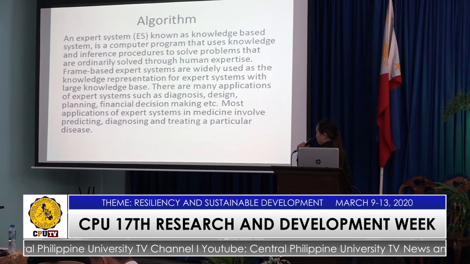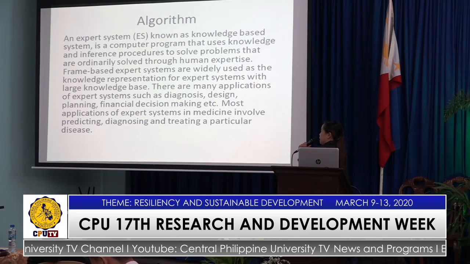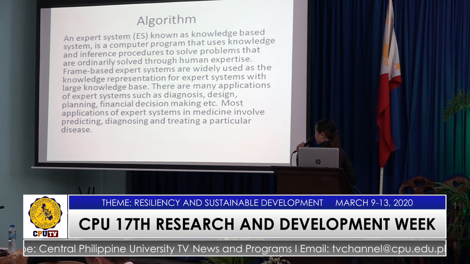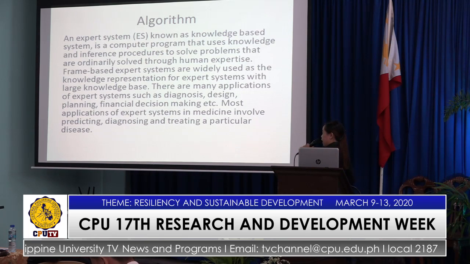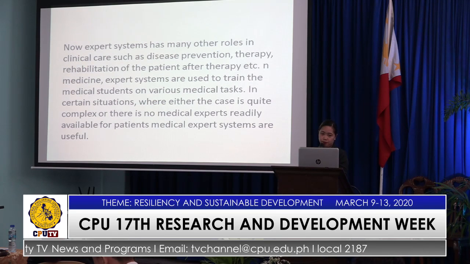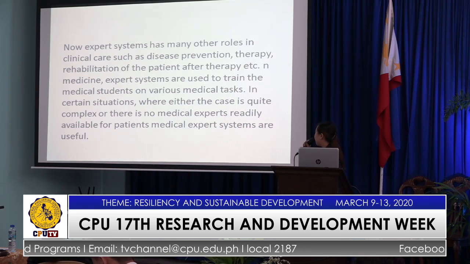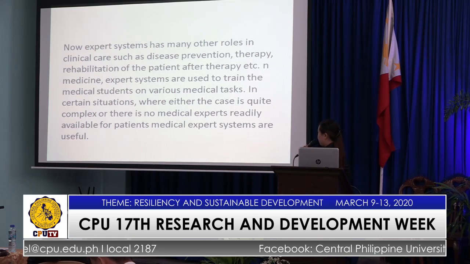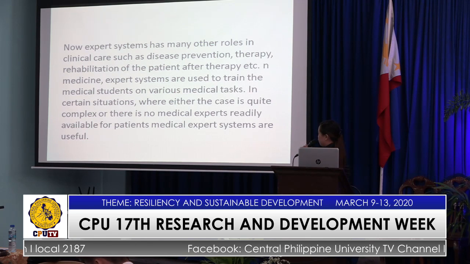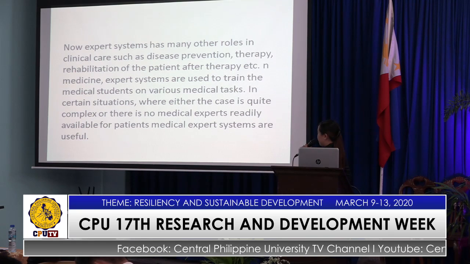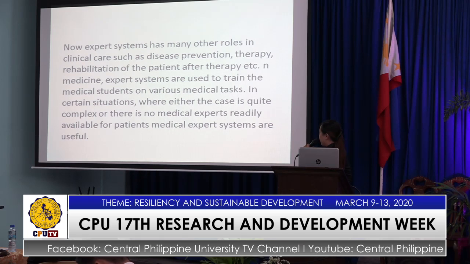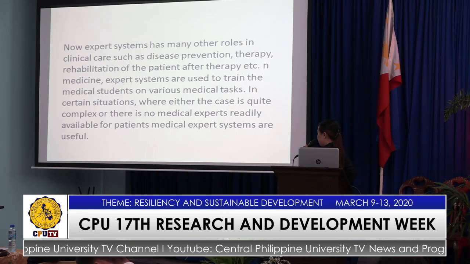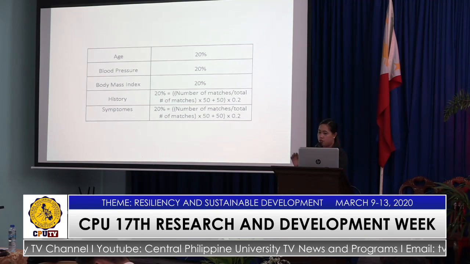There are many applications of expert systems such as diagnosis, design, planning, financial decision-making, etc. Most applications of expert systems in medicine involve predicting, diagnosing, and treating a particular disease. Expert systems have many other roles in clinical care such as disease prevention, therapy, and rehabilitation of the patient after therapy. In medicine, expert systems are also used to train medical students on various medical tasks. In situations where the case is quite complex or there are no medical experts readily available for patients, medical expert systems are useful.